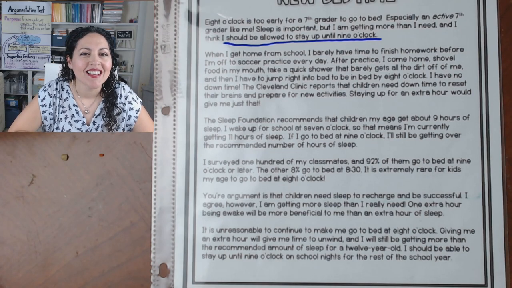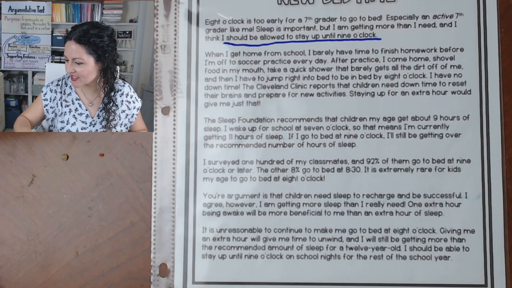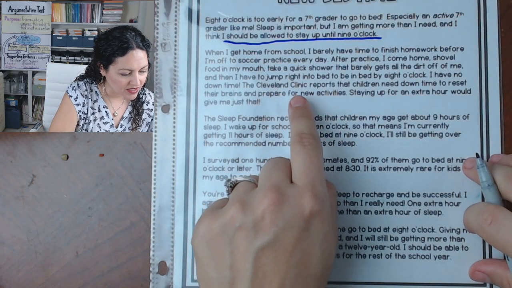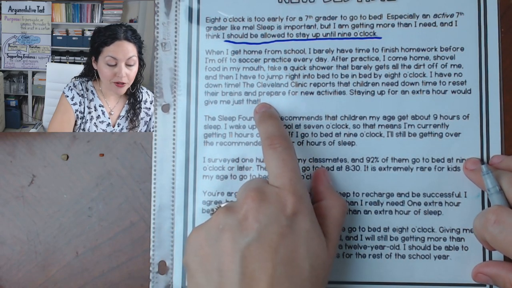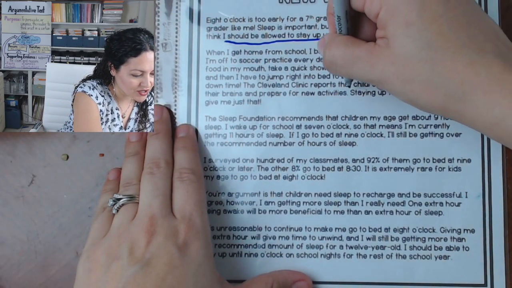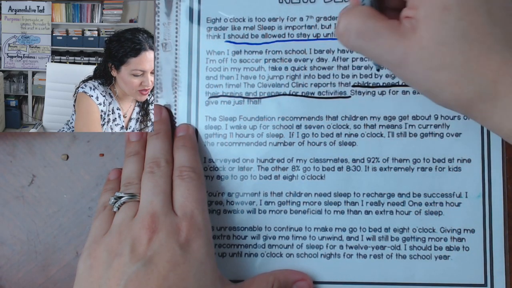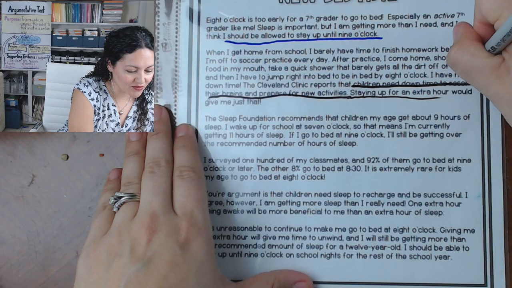Okay, so what is his first reason that he should be allowed to stay up until 9 o'clock? Did you catch it? I think I caught it here. Let me grab a different color pen. It says here that children need downtime to reset their brains and prepare for new activities. Staying up an extra hour would give him that. So right there, you can kind of put all that as his first reason.